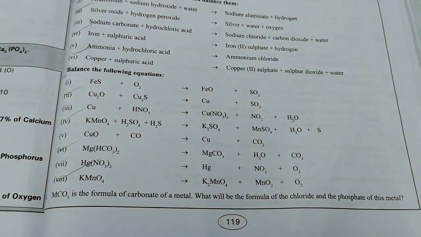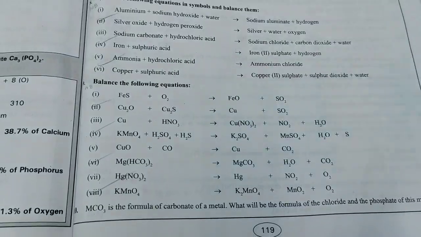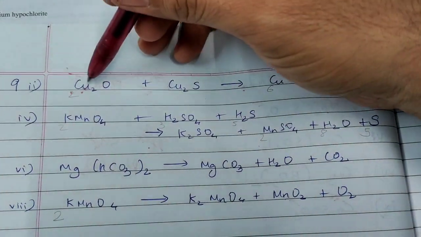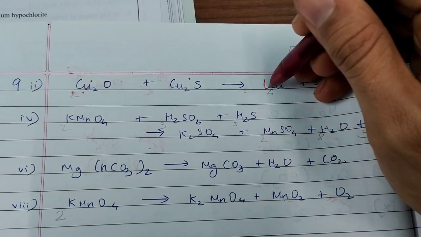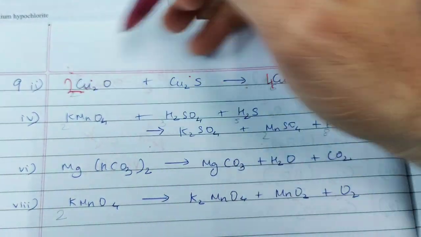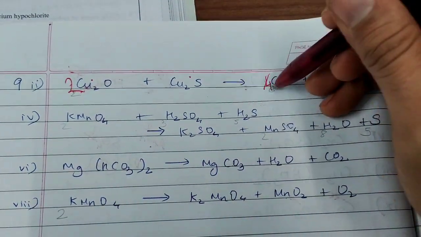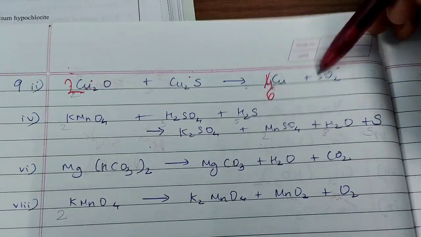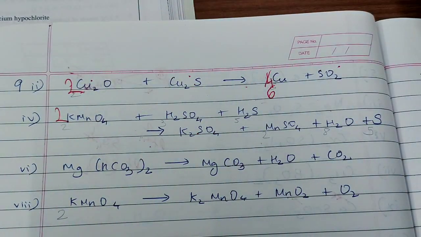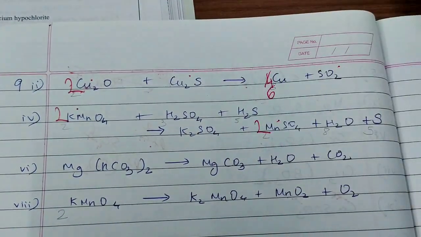Now on page 119, let's do question 9, balancing equations. Here they are. So Cu is 2 plus 2, 4, so put a 4 out here. Oxygen is 2, so put a 2 out here. But then copper becomes 6, so put a 6 out here. Sulfur is 1 and 1, so balanced. Now, potassium is 1, but potassium is 2, so put a 2 out here. But then manganese is 2, but your manganese is 1, so put a 2 out here.